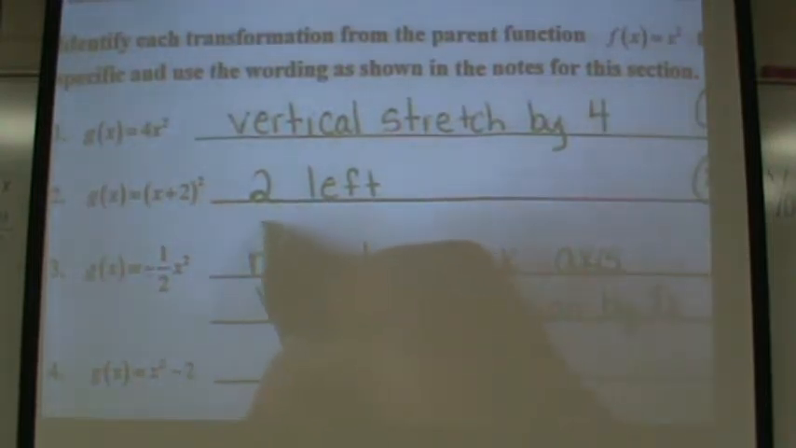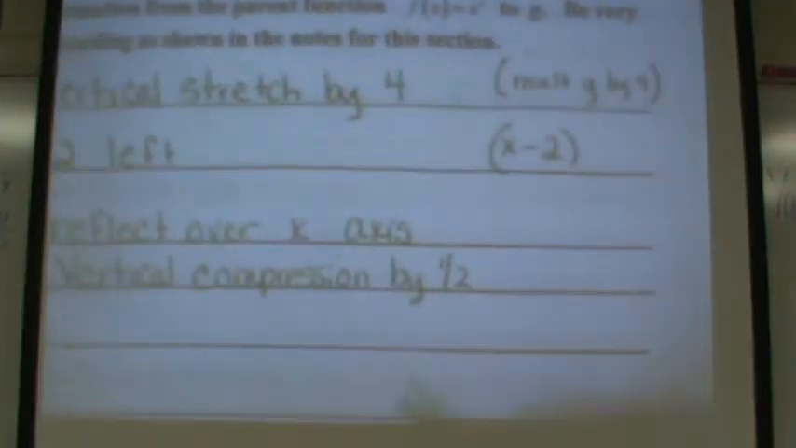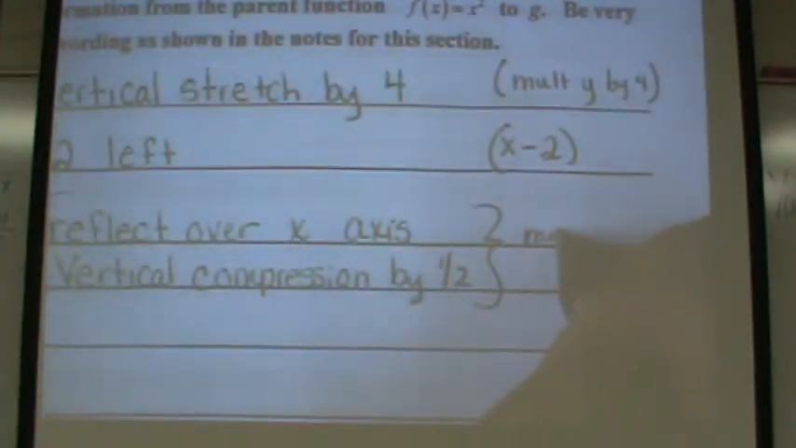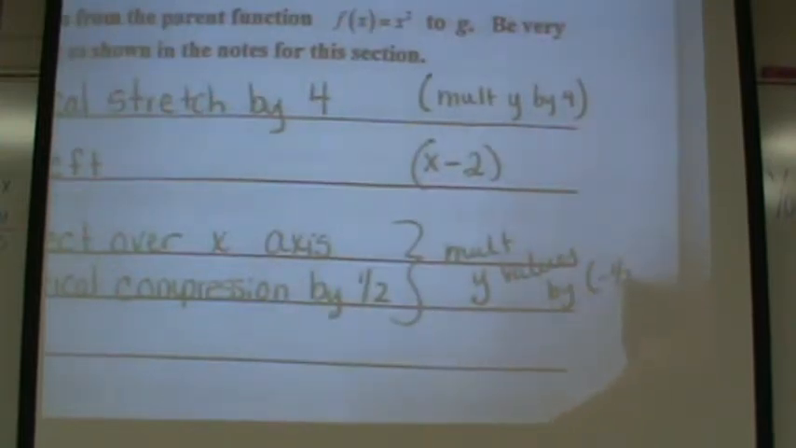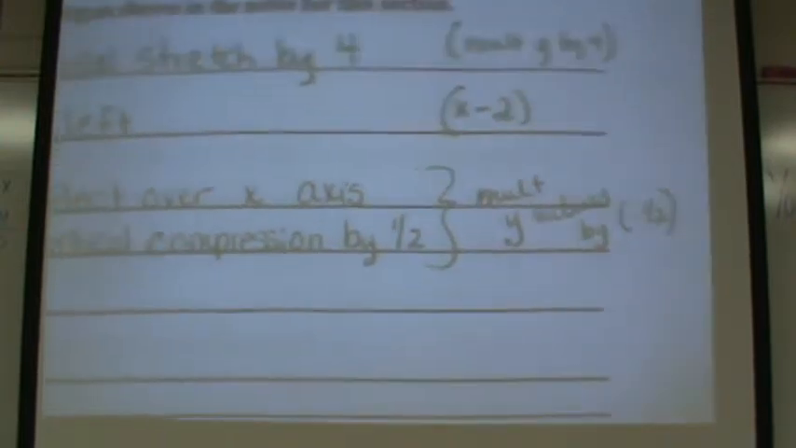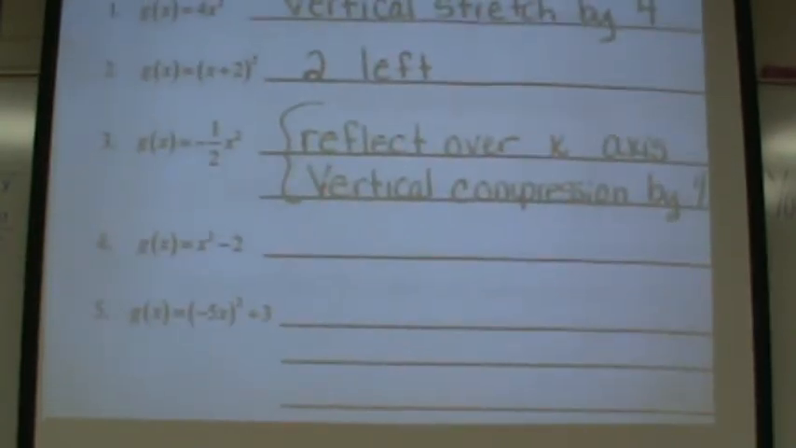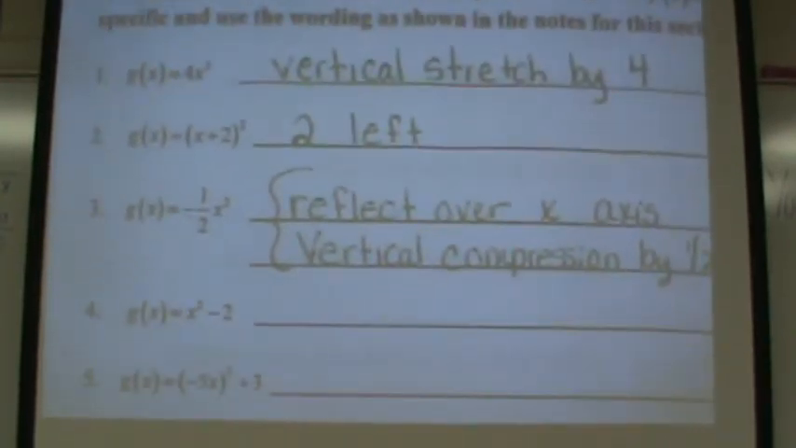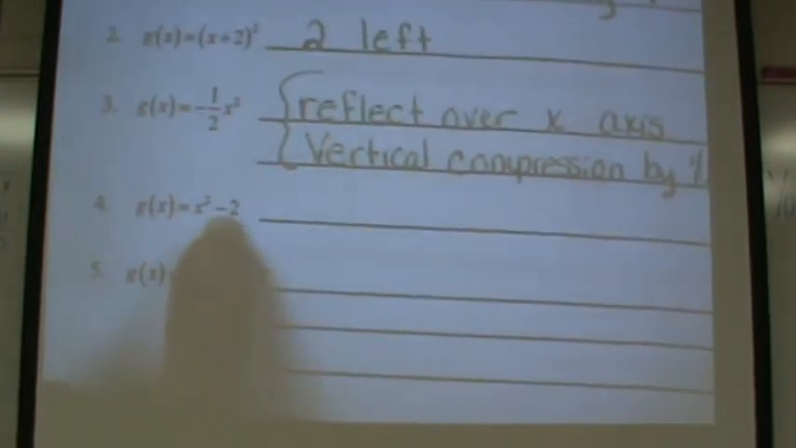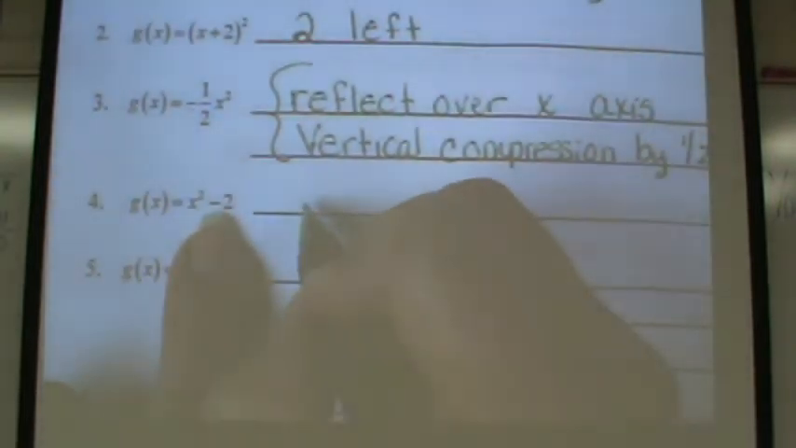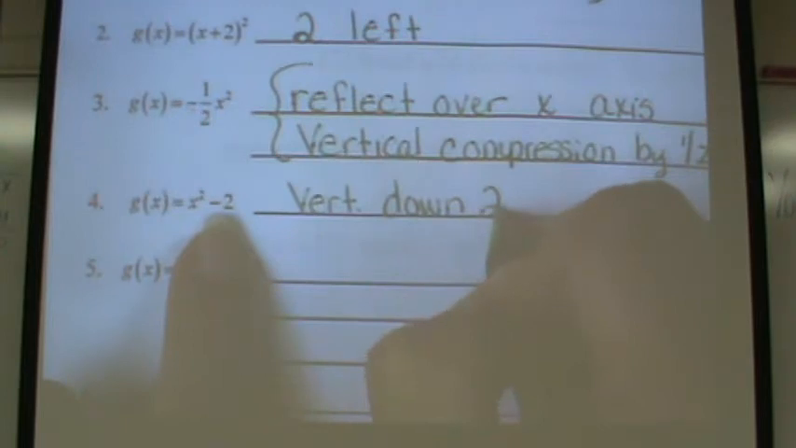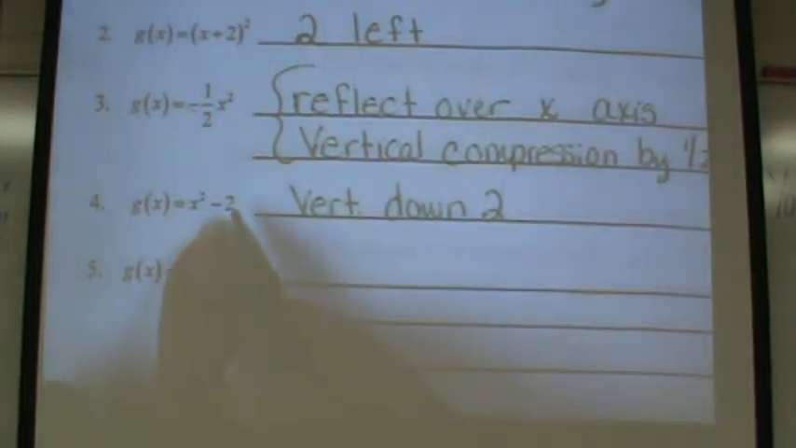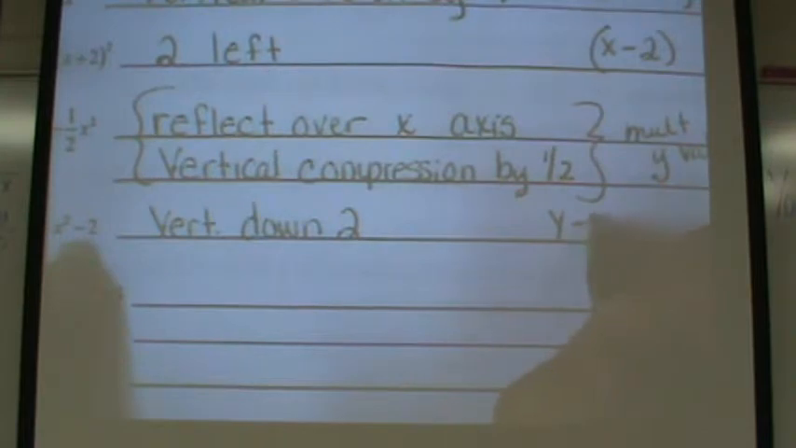Now, how can we do this letter C mathematically? What you do is you multiply the y value by negative 1/2. I hope this will help you out. Okay, number 4, is it an A, a B, a C, or a D? It's a D. This one is going to vertically shift 2 units down. And how do you do that one mathematically? You take your y values and subtract 2.